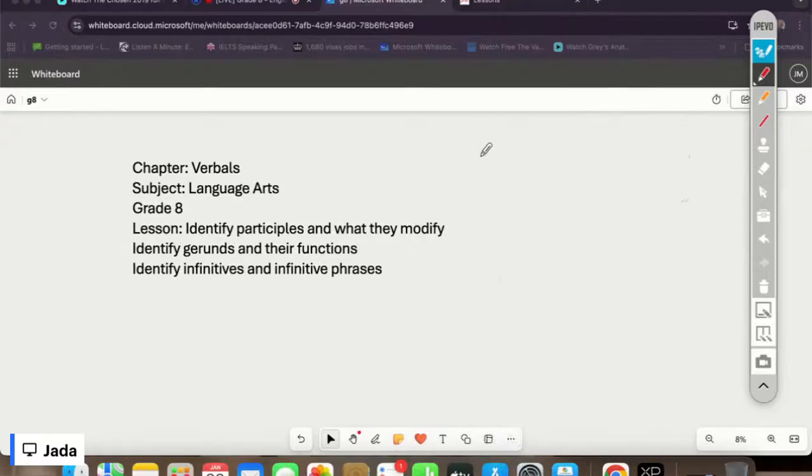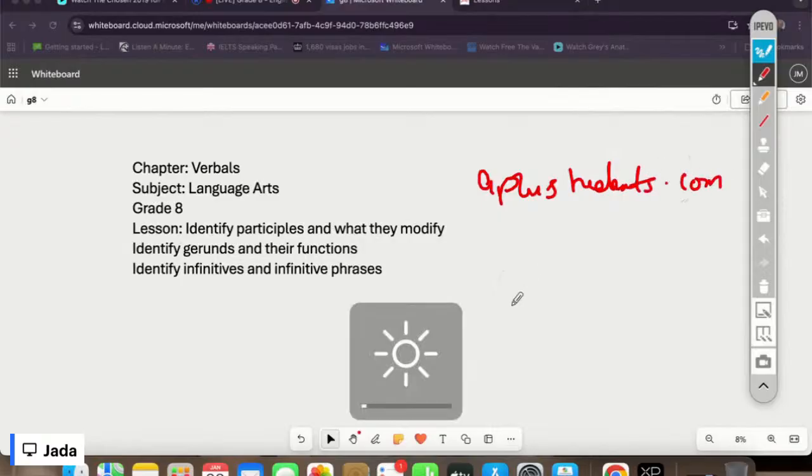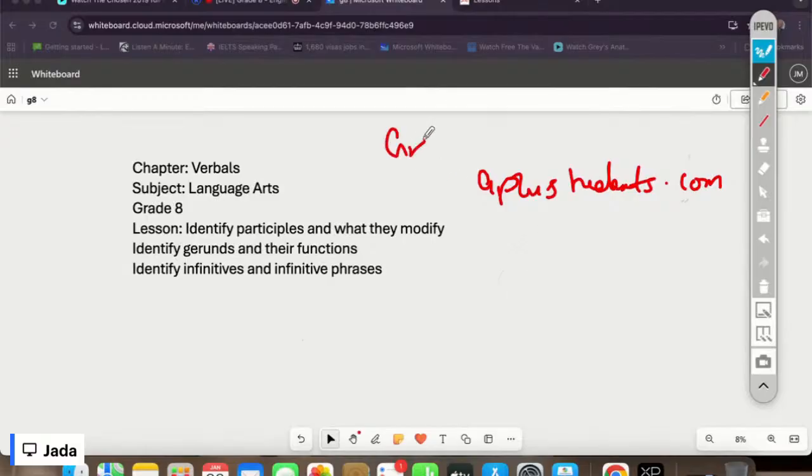Today we'll have verbals. First, you have to log in using a plus ten dot com. Click on Language, move on to grade 8. Chapter: Verbals. The lessons are: identify participles and what they modify, identify gerunds and their function, and identify infinitives and infinitive phrases.